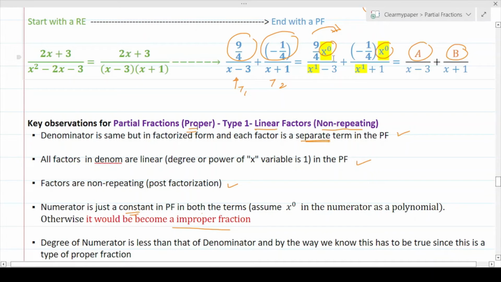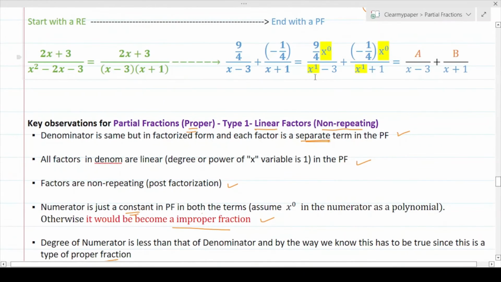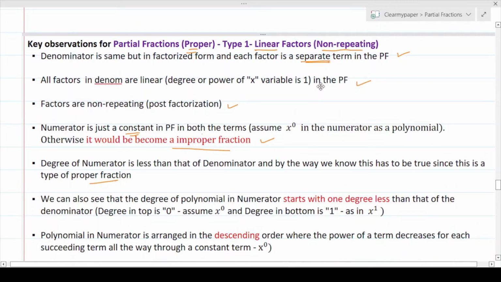Okay, what is the next step? Let me clean this up. Okay, so that's also done and dusted over here. This also we understood now. And what is the next observation? The degree of the numerator is less than the degree of the denominator. And by the way, we know this has to be true because this is a proper fraction. The degree of the denominator is greater than the degree of the numerator, and that has to be the case because we are solving for only proper fractions. Otherwise, it will become an improper fraction. So this is another way of putting that in a different context.